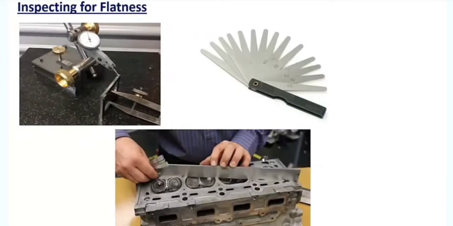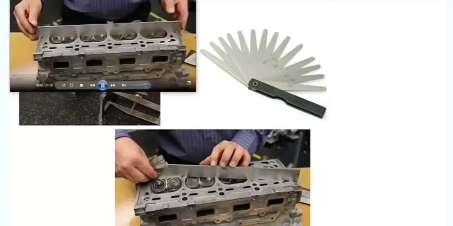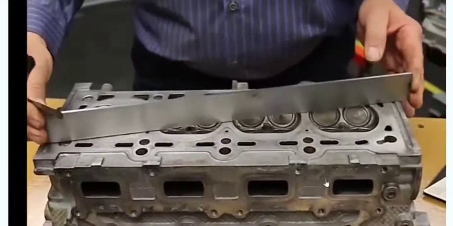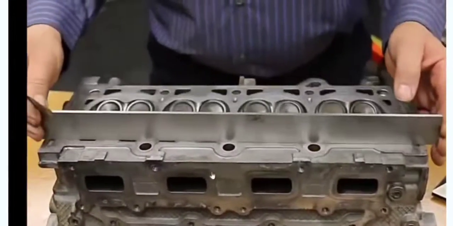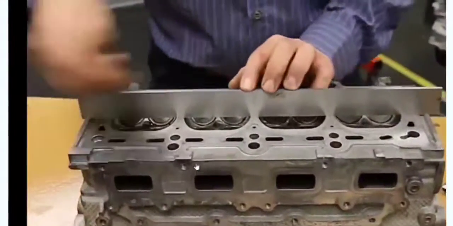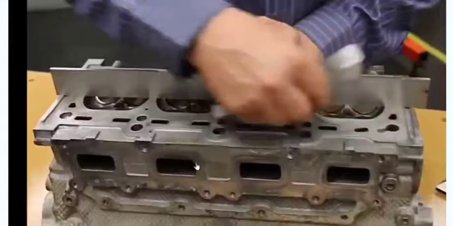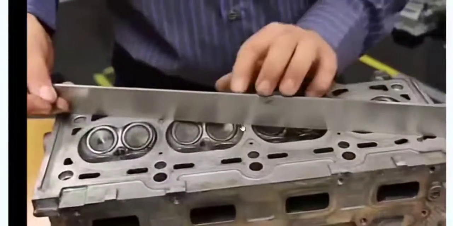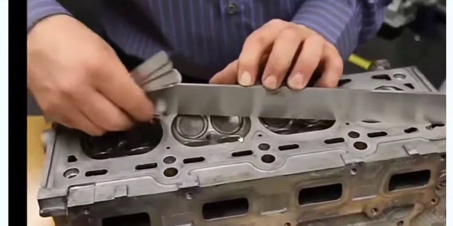And the second video I'll show you uses a straight edge. This is for a cylinder head, showing how they measure. From different angles, they measure the flatness. They have kept the straight edge on this component and are trying to insert the feeler gauge. The feeler gauge comes in varying sizes.